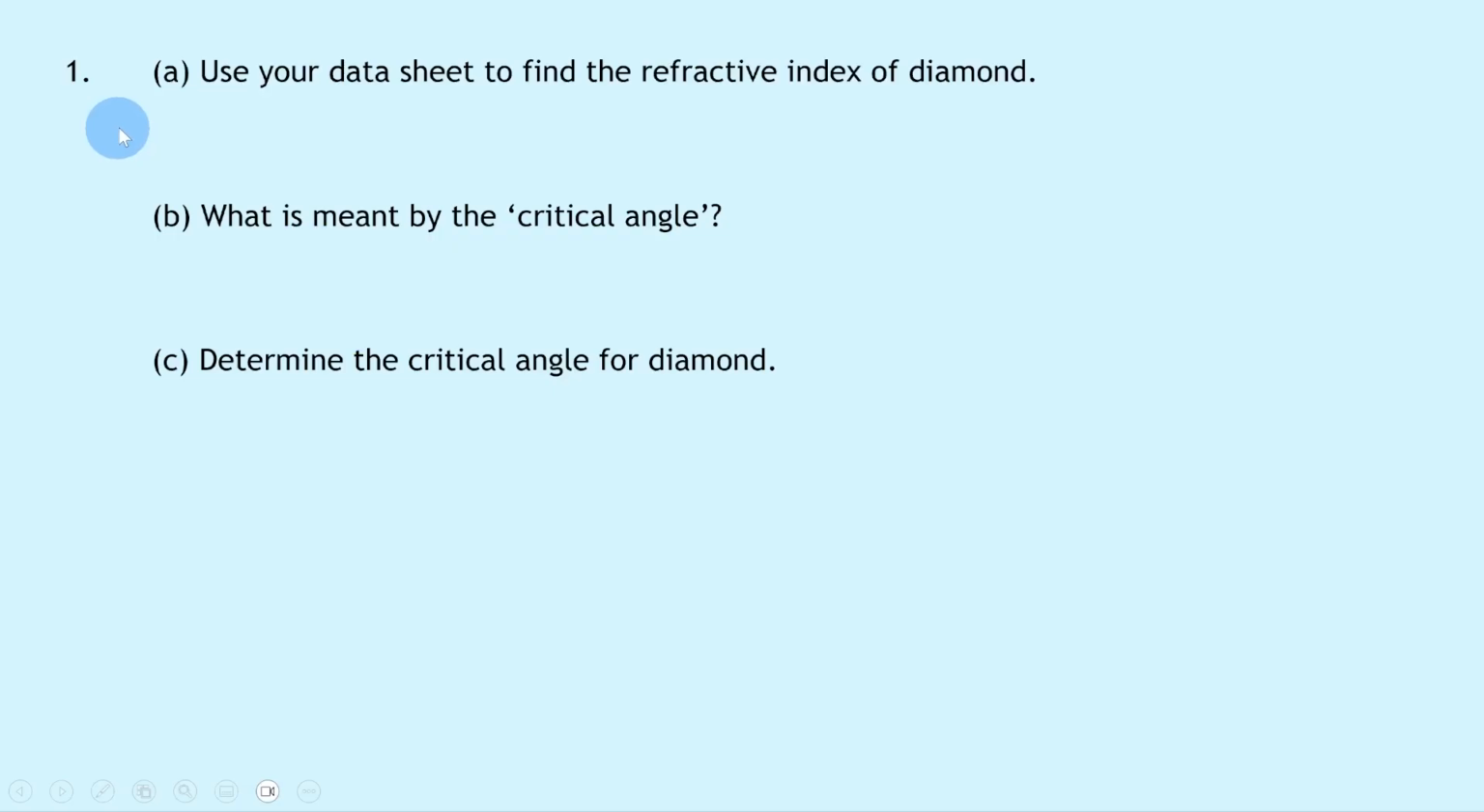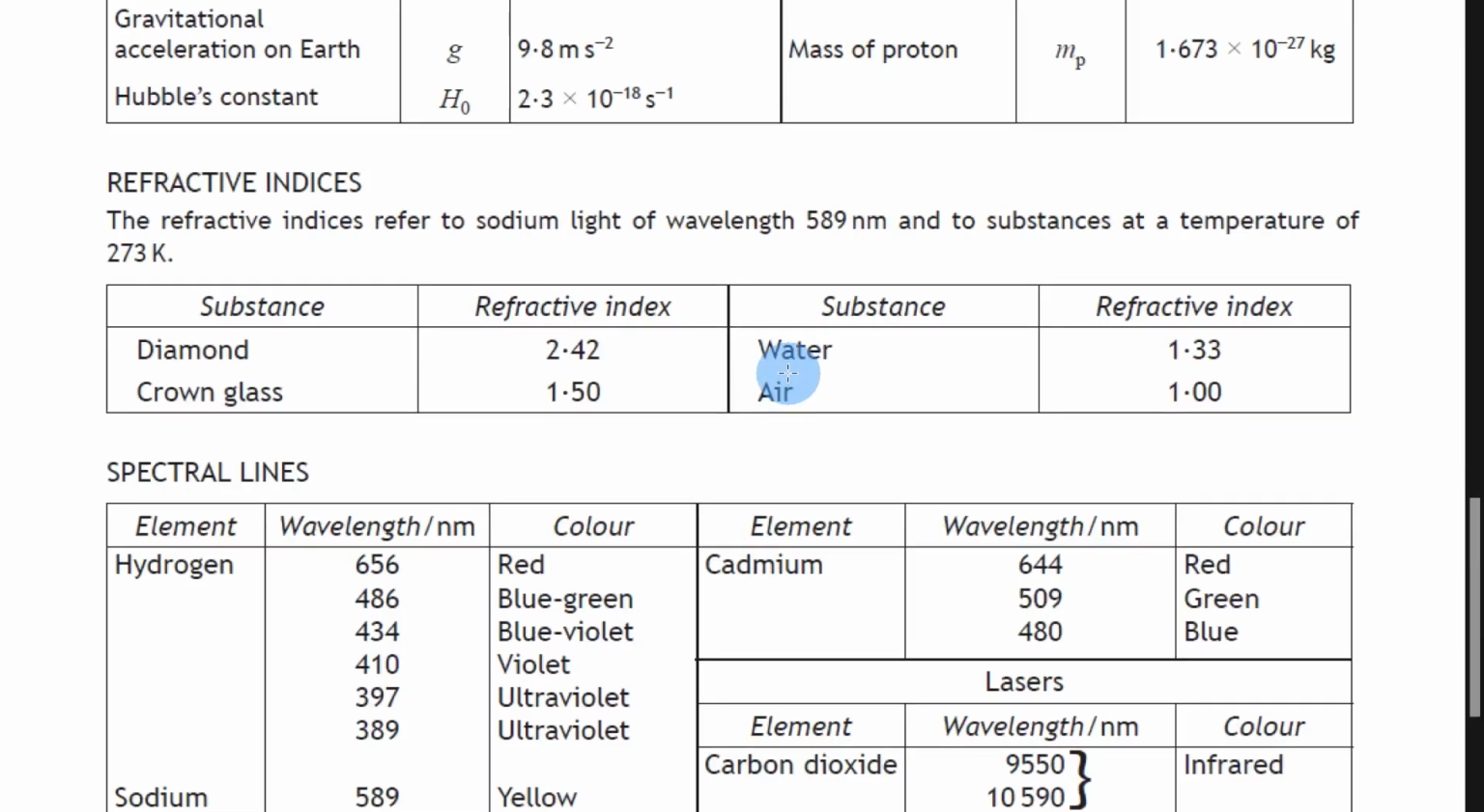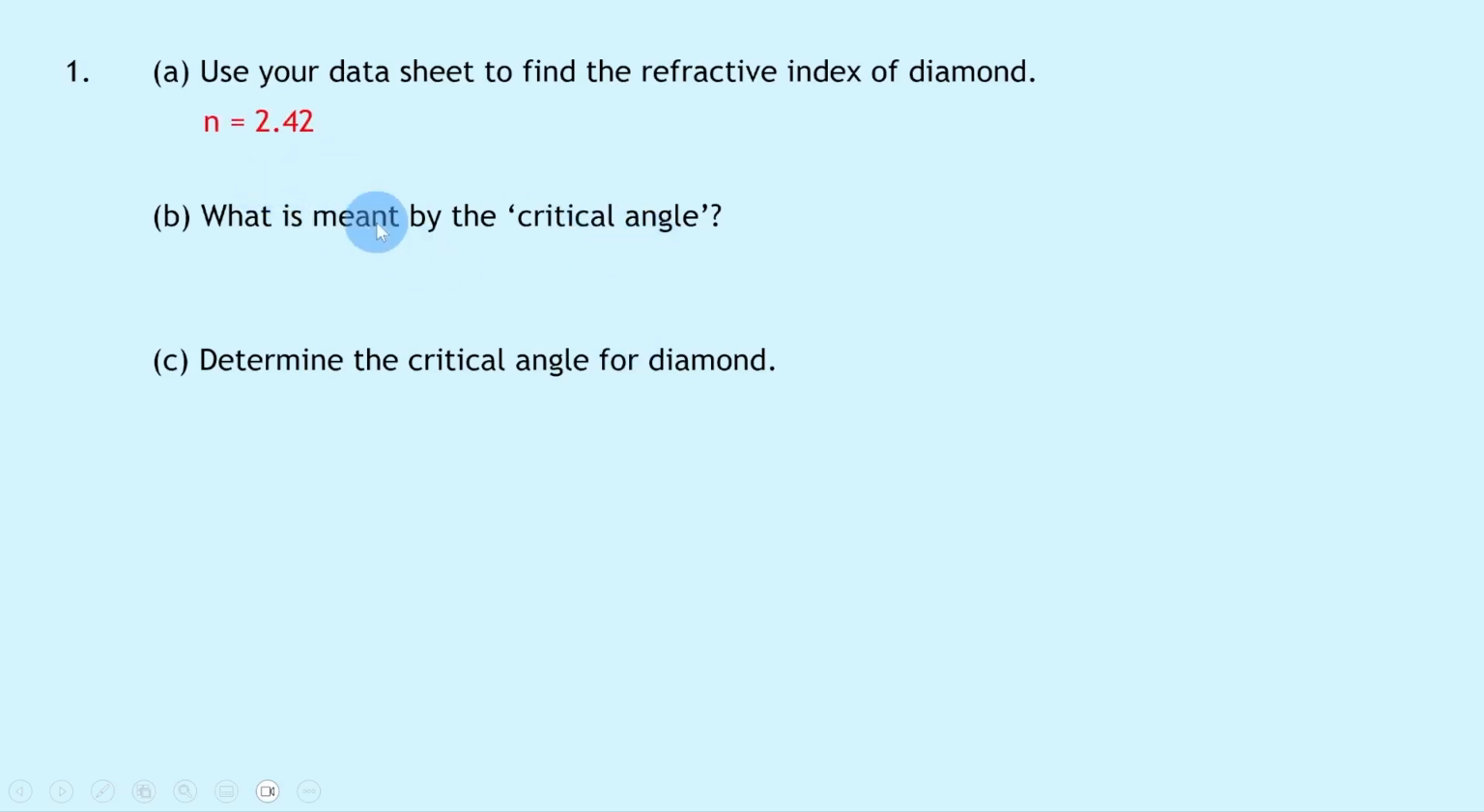So let's get going. Question 1a says use your data sheet to find the refractive index of diamond. Well, if we jump to the data sheet here, you can see the section on refractive indices, and we can see the refractive index for diamond is 2.42. And remember, there's no units for refractive index. So we can simply write n equals 2.42.